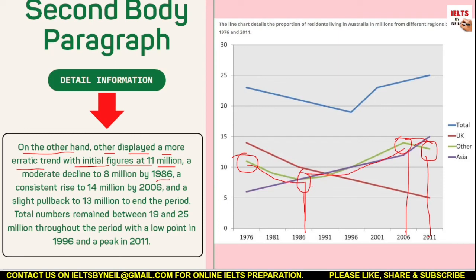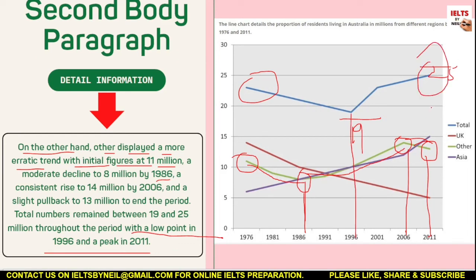Okay, now this is done. Now we're left with the total. The total number remained between 19 and 25 million throughout the period. 19 and 25 means this is the lowest, this is the highest. So 25 is the highest, 19 is the lowest, right? With a low point in 1996, which is this one, and a peak in 2011, which is this one.